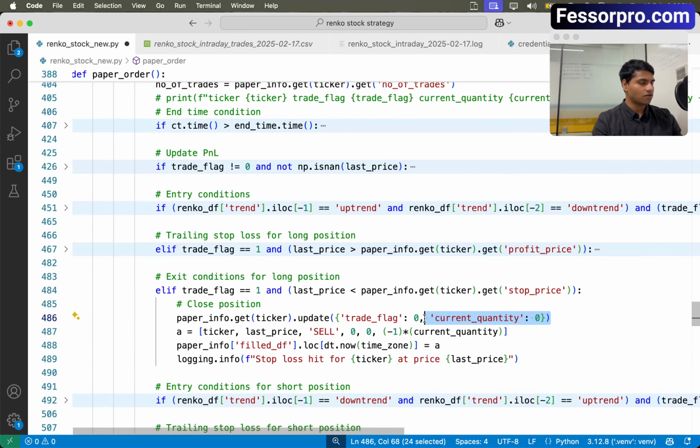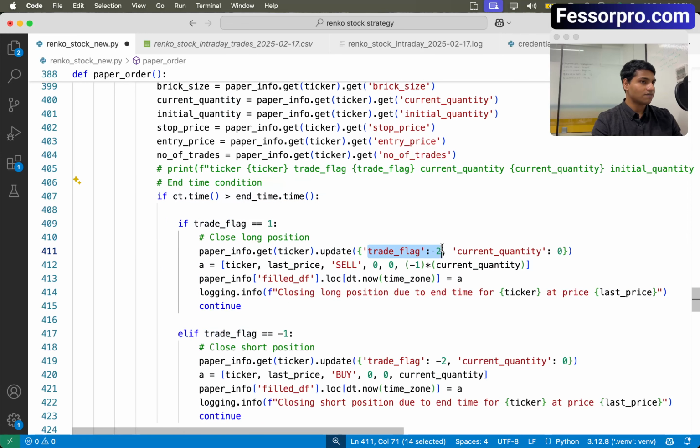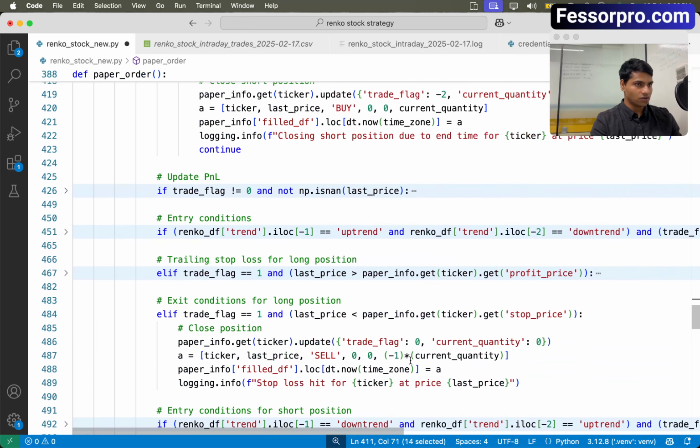I'll update the current quantity to 0. Now notice here I'm updating the trade flag to 0 when this condition is satisfied. But when my exit time condition is satisfied, I'm changing this flag to 2. Why? Because when I change the flag to 2, it means I will never take a trade on this ticker. But if I change the flag to 0, it means I can still take a trade again, because our strategy demands a maximum of 2 trades.